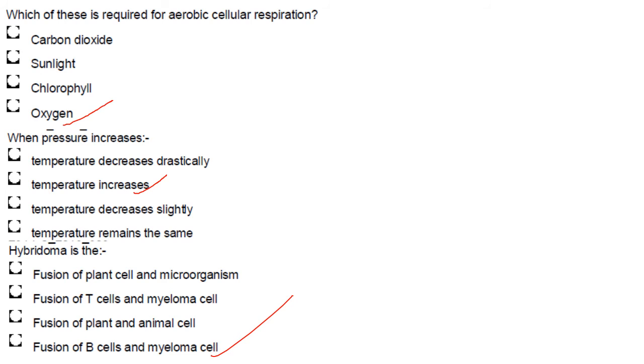Hybridoma, it is the fusion between B cell and myeloma cell. So answer is option B, that is fusion of B cell and myeloma cell. So answer is option D, not B. It is B cell and myeloma cell.